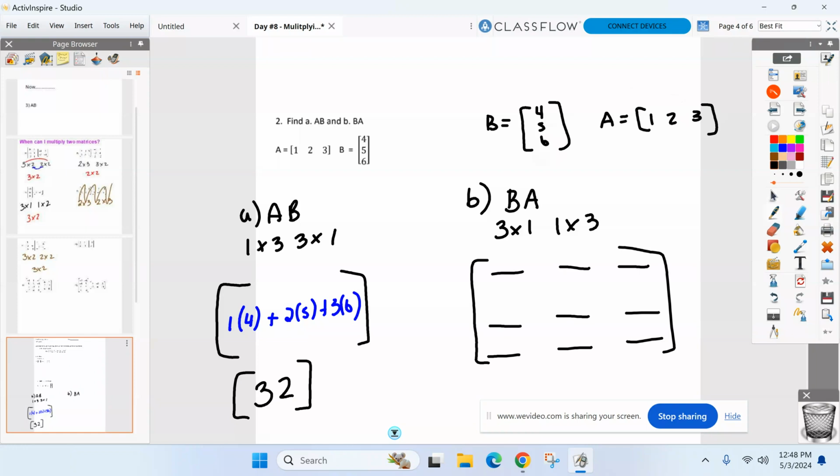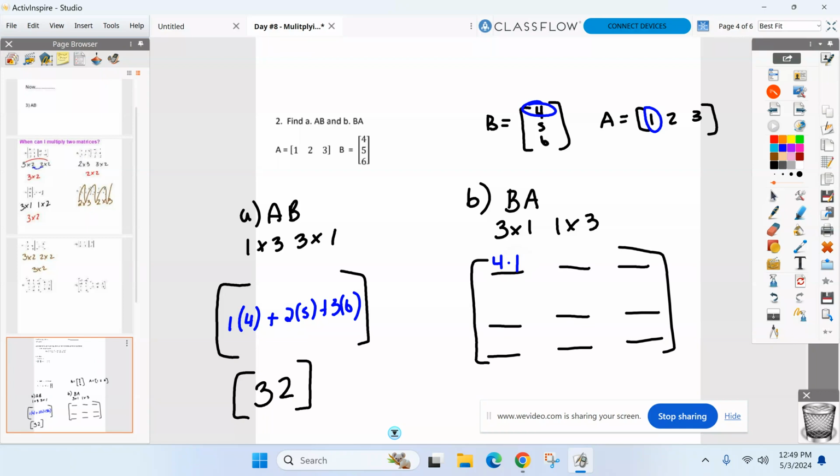All right, you ready? How are you going to show me what goes in this one here? Row times column, right? What's my only thing I can do here? 4 and that's it. So right here is just 4 times 1.